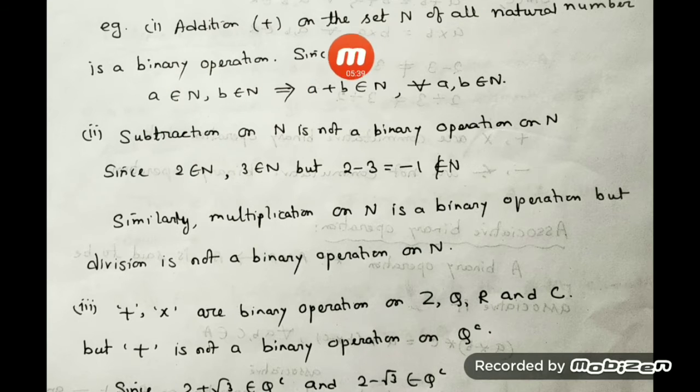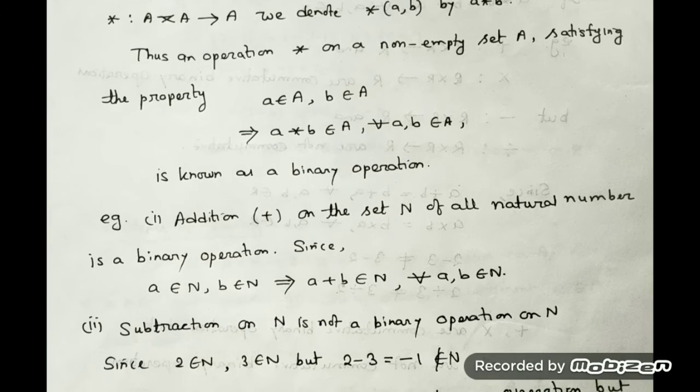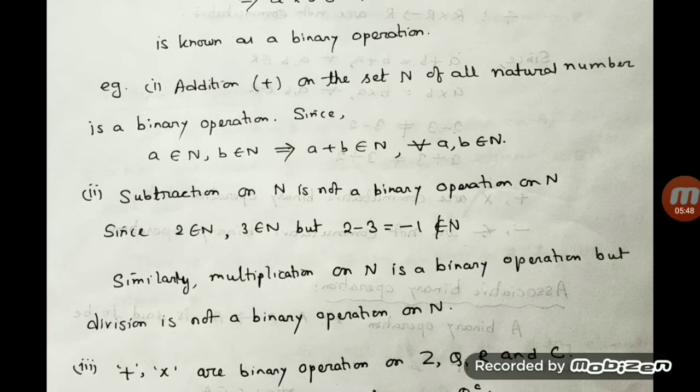And since it is, I have to give the definition. Definition means you have to mention whether this property is satisfied or not. So here I am writing a belongs to N and b belongs to N, and the operation is plus. So a plus b is also an element of N, and it is true for all a, b belongs to N. So plus is a binary operation on the set N. Remember, when the operation or the set is changed, sometimes it may not be a binary operation.